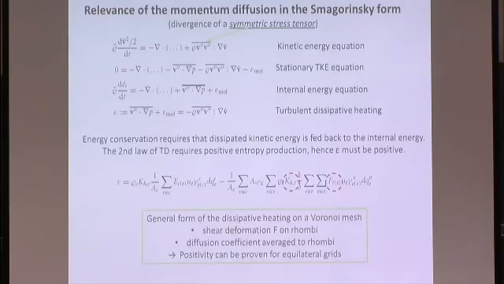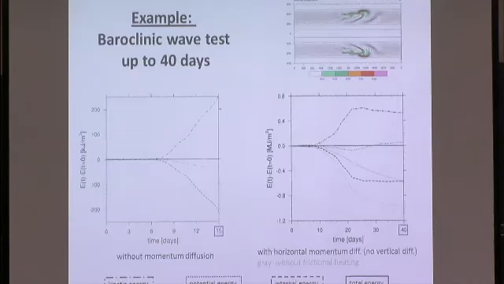And if I compute this on an arbitrarily shaped hexagonal mesh, I can prove that this is indeed positive in the case when I define the strain shear deformation at the rhomboids, and I also put the diffusion coefficient at the rhomboids, and I can prove that epsilon is positive in the case of equilateral grids. And this is a result of the ICON model here, so that I can prove that indeed energy is conserved.